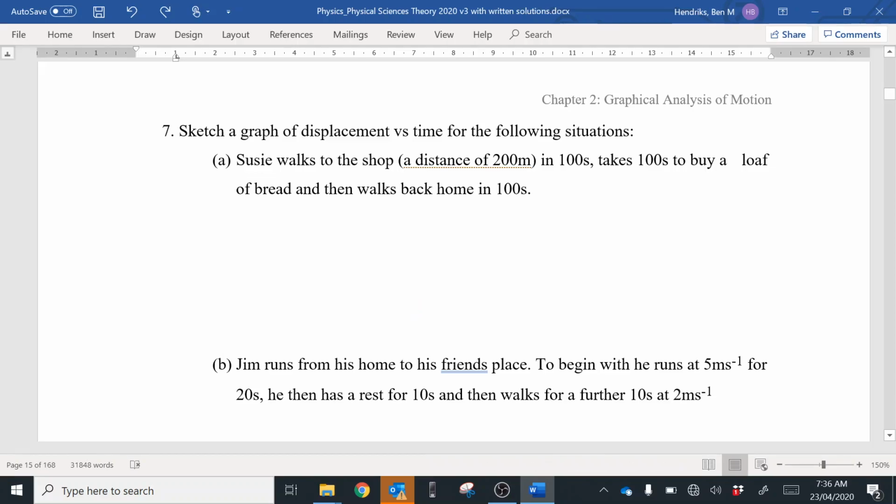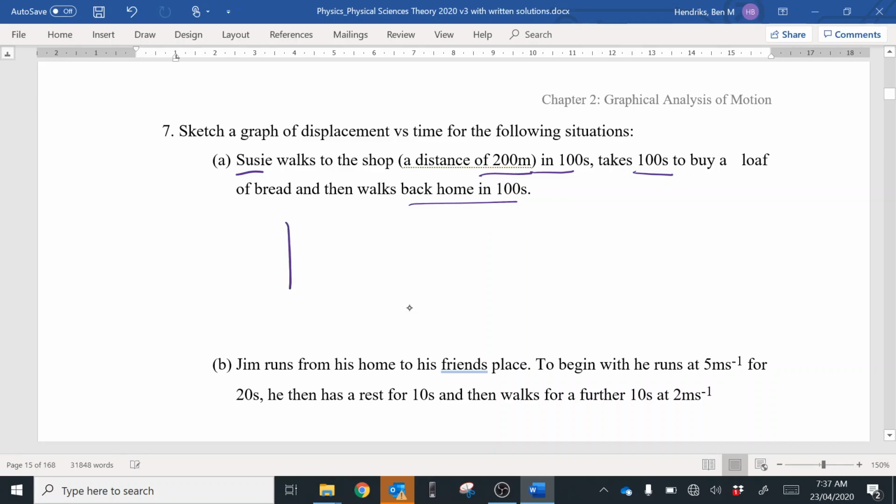Okay, so this is question 7 in the examples in position versus time graphs. In this example, we've been asked to draw a bunch of displacement versus time graphs for different situations. So here we have Susie, and she walks to the shop a distance of 200 metres in 100 seconds, takes 100 seconds to buy a loaf of bread, and then walks back home in 100 seconds.